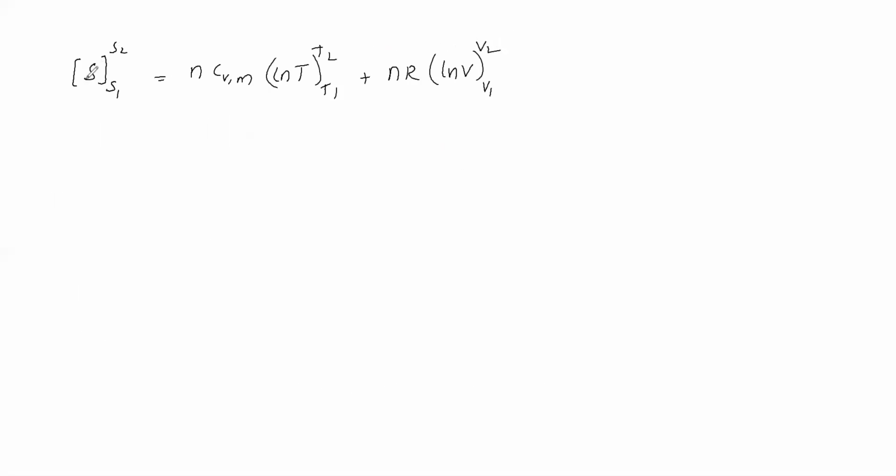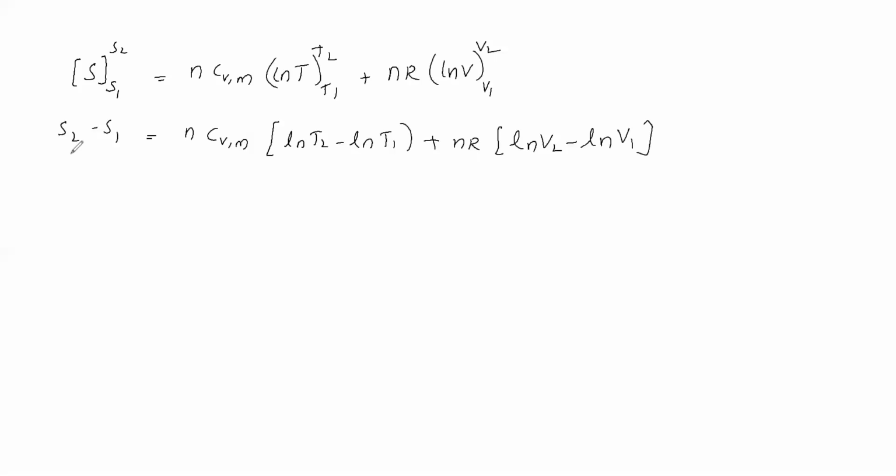Okay. We substitute the upper limit S2 minus the lower limit S1, and n CVm times ln T2 minus ln T1, plus nR times ln V2 minus ln V1. S2 minus S1 we call delta S, which is equal to n CVm ln T2 by T1 plus nR ln V2 by V1.